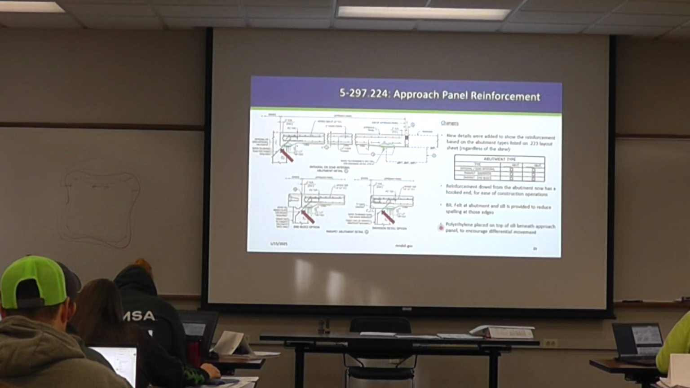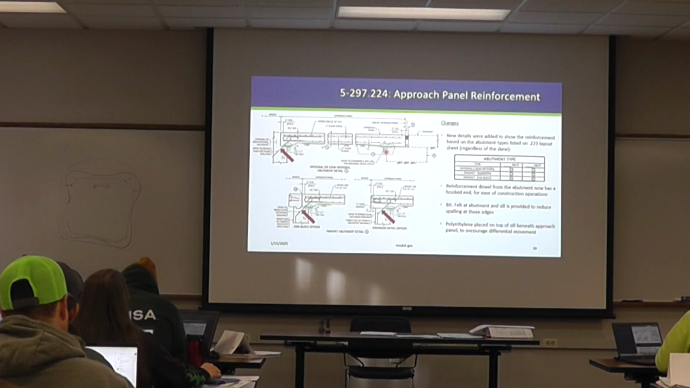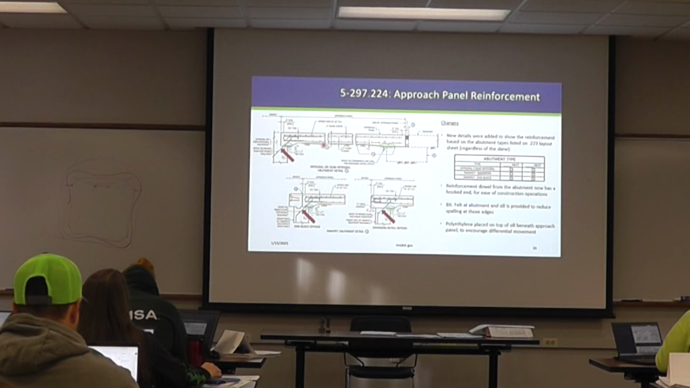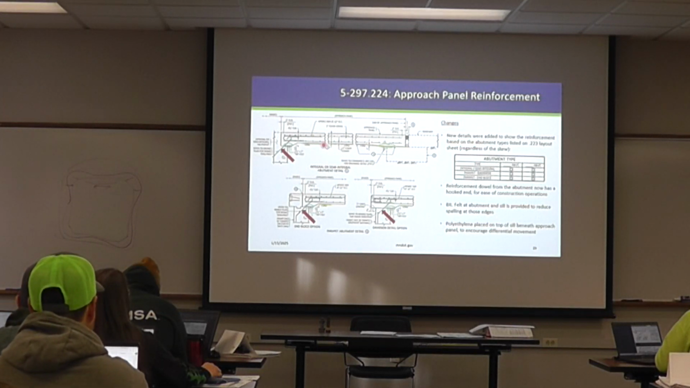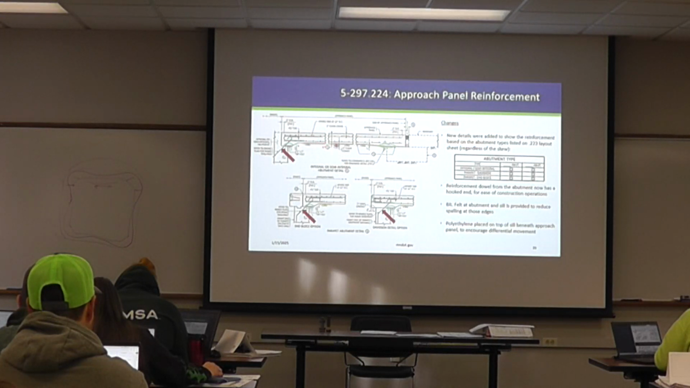And then polyethylene, that's what I've highlighted in yellow here, is placed below the approach panel, and if there's a sill, it'll extend all the way up to basically the joint at the sill. And the reason we have this, I alluded to earlier, we have these thermal loads from our bridge that's trying to push against the roadway. We actually want to encourage these thermal loads to happen in the approach panel. So we put this polyethylene down here below the entire length of the approach panel so that it can move.